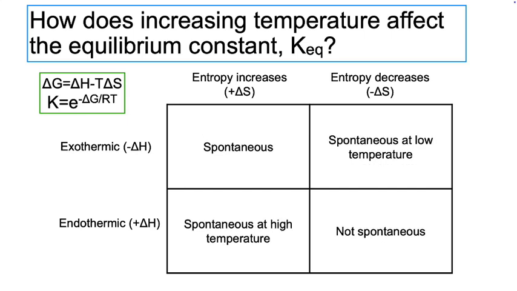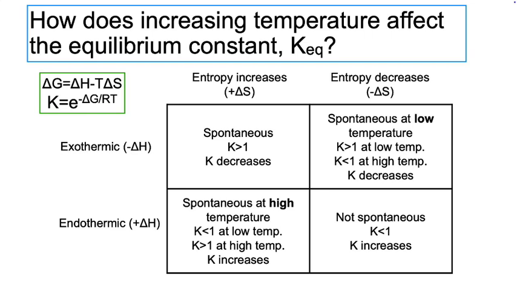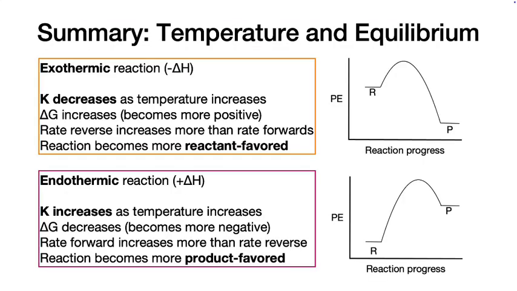So what it's showing is the superposition, whichever one was higher priority. We get another summary with our temperature and our equilibrium. We've got energy diagrams, again, what I was trying to show up on the screen. If we're starting with an exothermic reaction, we've got a reactant going to our product, flowing downhill. K decreases as temperature increases, delta G increases, becomes more positive.